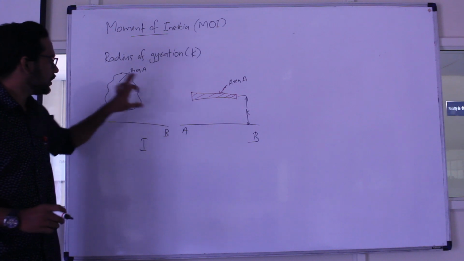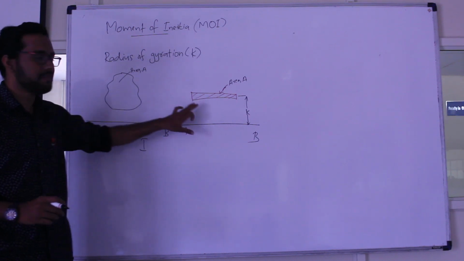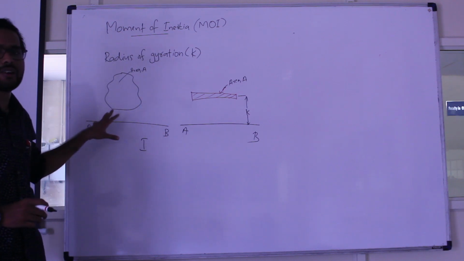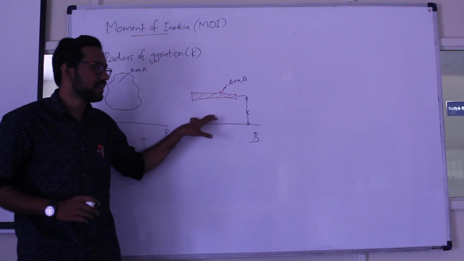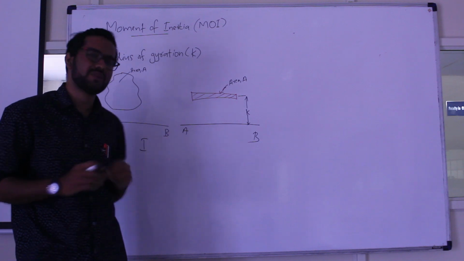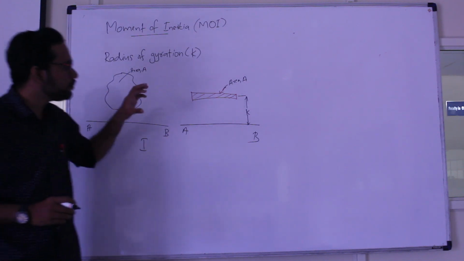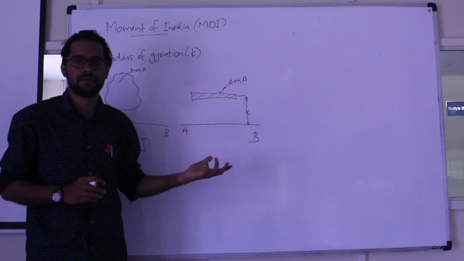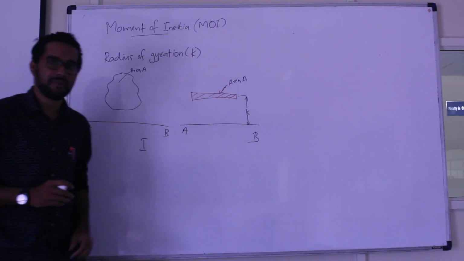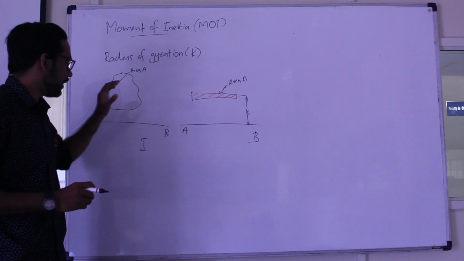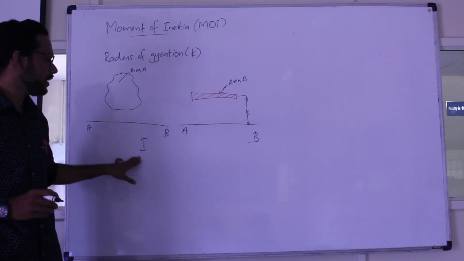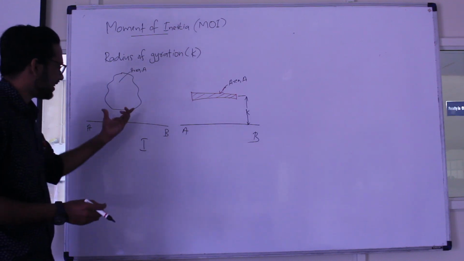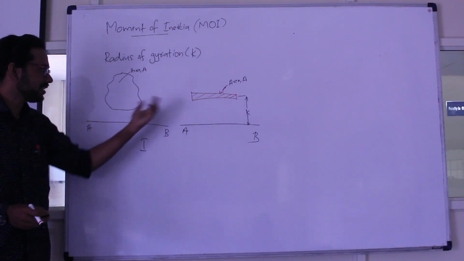Now we are compressing this area into a small strip. Actually these two figures are the same area, but in the first case the area is an irregular figure, while in this case we are compressing the area into a small strip and placing it at a distance k from the reference axis AB. But one condition is there: we have to get the same moment of inertia I as in the first case. So we can see that the relative distribution of the area is different in these two cases.